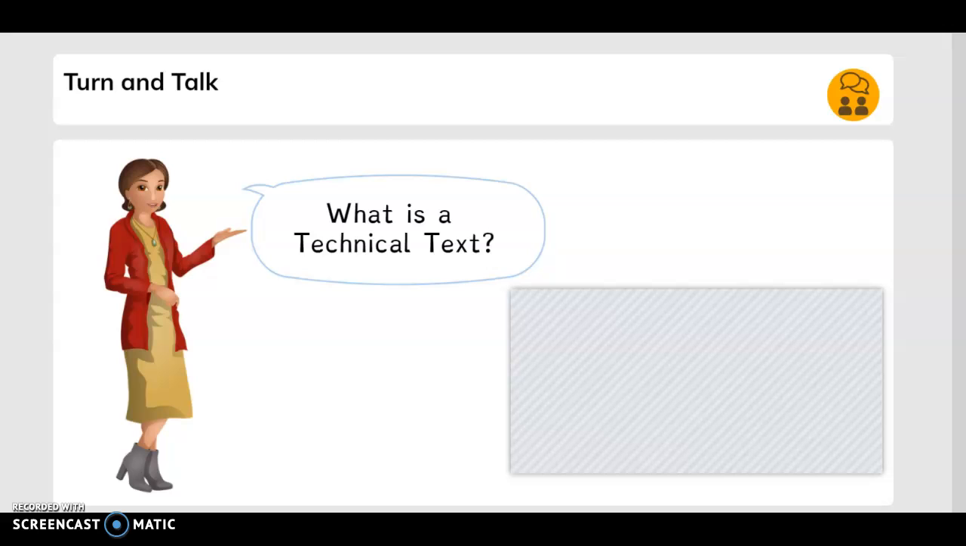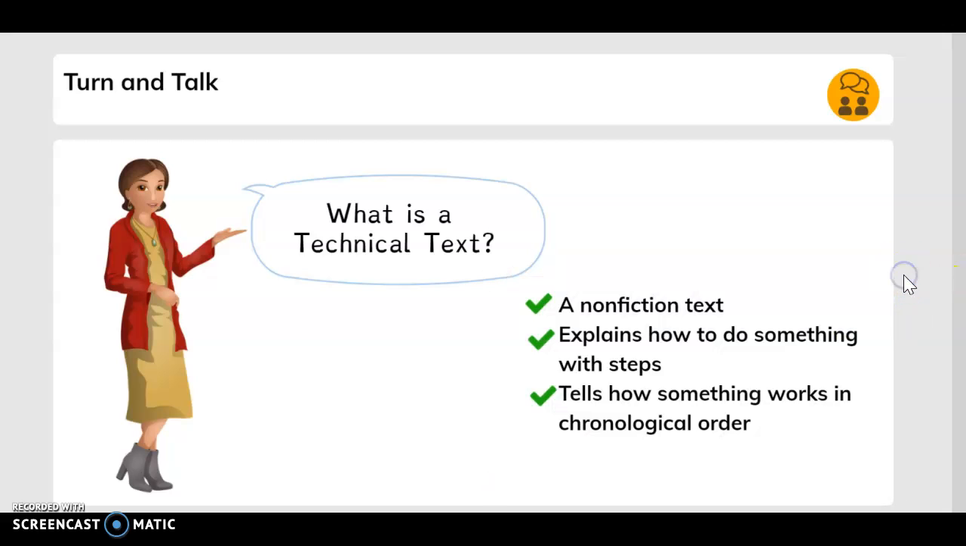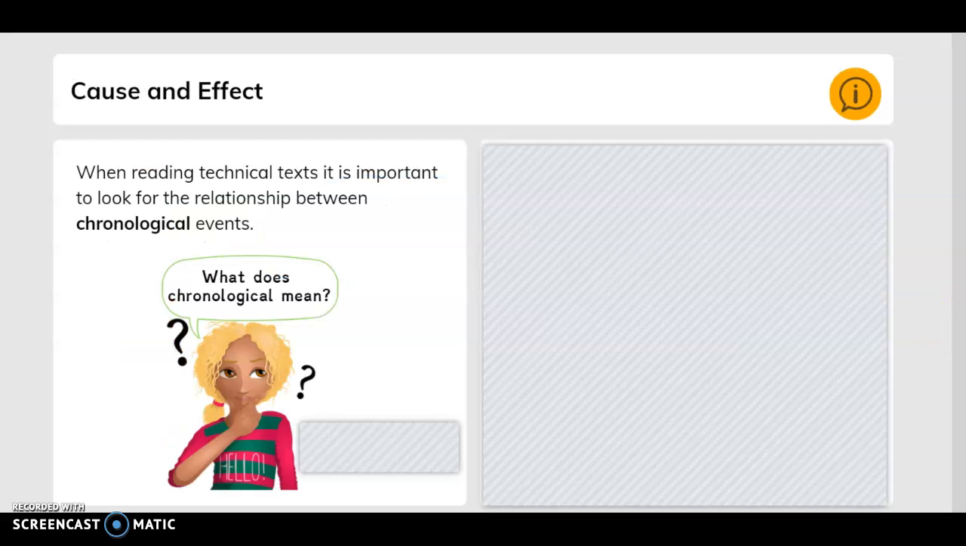What is technical text? A non-fiction text. It explains how to do something with steps, tells how something works in chronological order. Cause and effect. When reading technical text, it's important to look for the relationships between chronological events. What does chronological mean? Events in order.